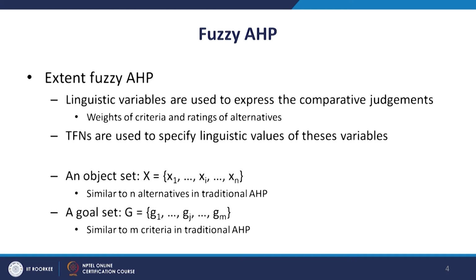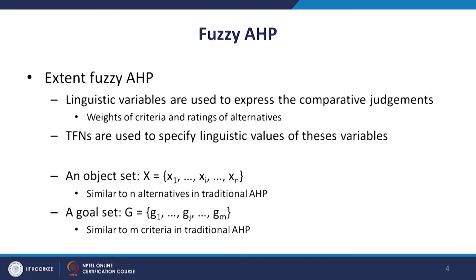However, we are talking about this object set and goal set in a more general sense, because one comparison matrix is about criteria and the other comparison matrices are about alternatives. So, to understand the underlying mathematics and the steps required to be implemented in extent fuzzy AHP, we are using these notations, which are different from what we have used in the lecture on AHP and in other lectures as well.